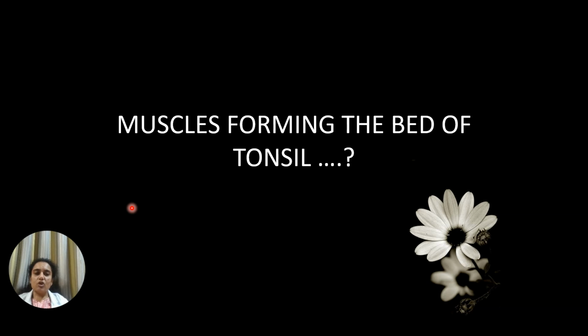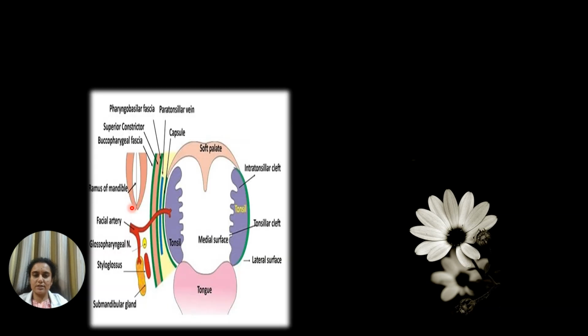Now the muscles that form the tonsillar bed. We have basically two muscles, the superior constrictor and the styloglossus muscle. If you can see in this picture, this is the tonsil and the capsule of the tonsil. So let's see one by one the layers of the tonsillar bed from medial to lateral.